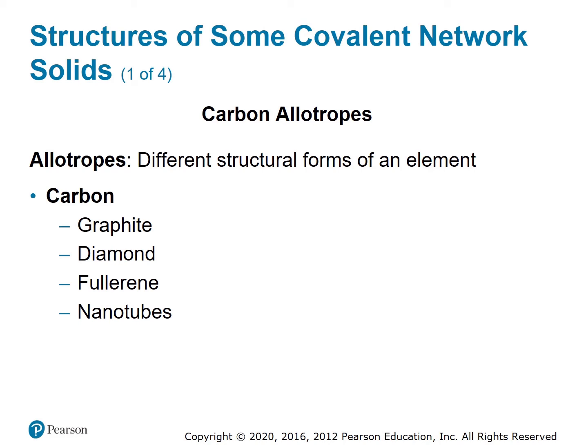For this, we need to talk about allotropes. Allotropes are, simply put, different structural forms of the same element. For example, carbon is an element, but both graphite, which is used in pencil lead, and diamonds, which are used in jewelry, are made of pure carbon, but obviously have wildly different properties.